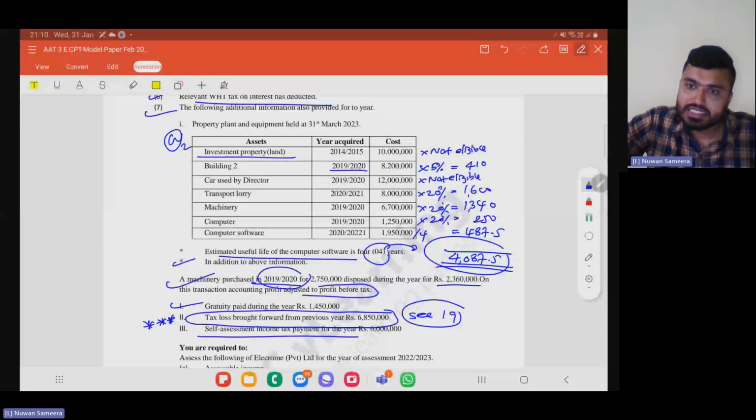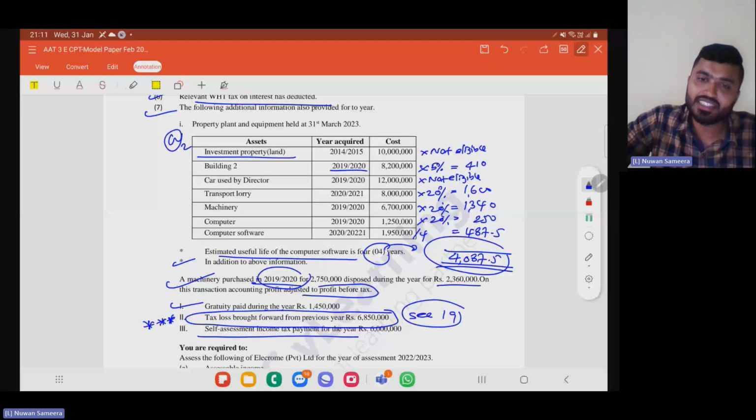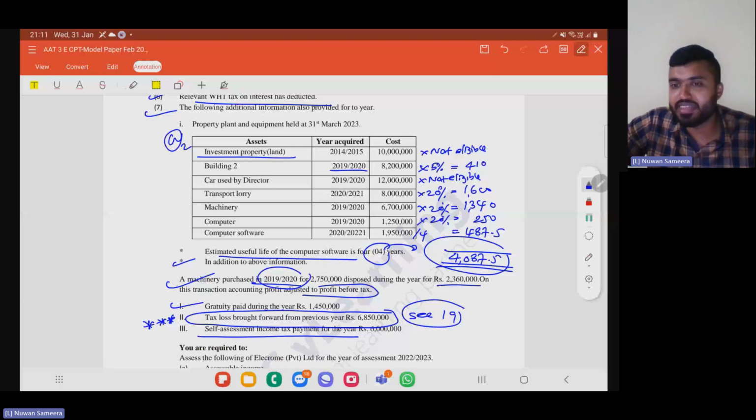When we disallow an expense, do we add it or deduct it? We have to add it. If that expense is disallowed, we have to add it back, because in accounting they have already deducted that expense, but for tax purposes it is disallowed. Disallowed means that in accounting the expense is an expense, but for tax purposes it is not an expense. Therefore, you have to add it back. Clear? I hope you got it.